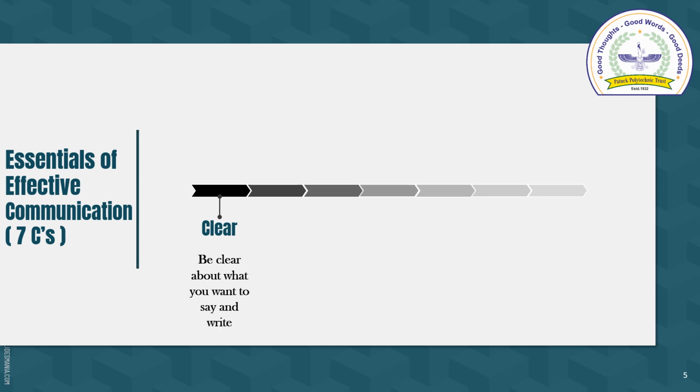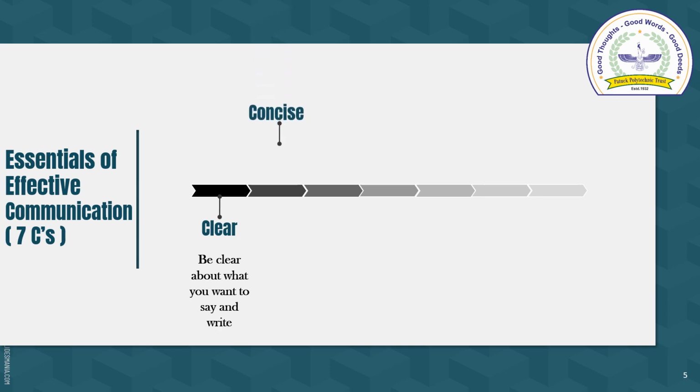Generally क्या हो जाता है, if you are using some higher end language which may not be understood by the people, then your communication will be useless. So there should be clarity. आप जो कहना चाहते हो, be clear and explain it clearly into the communication.